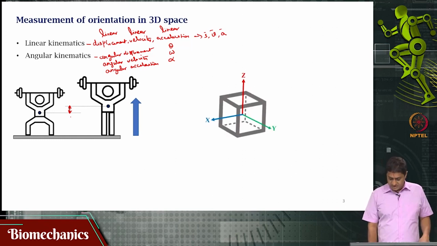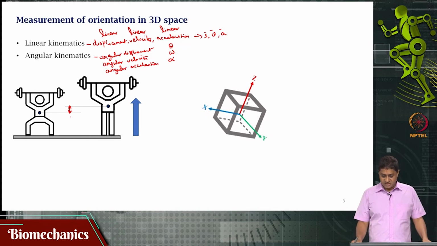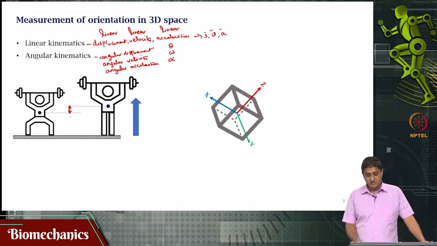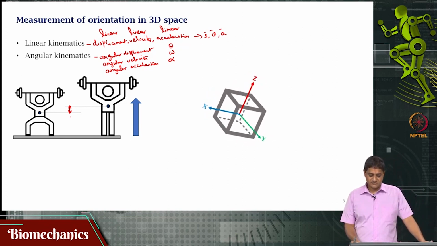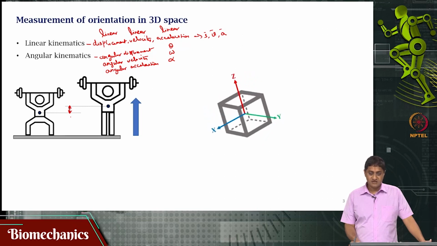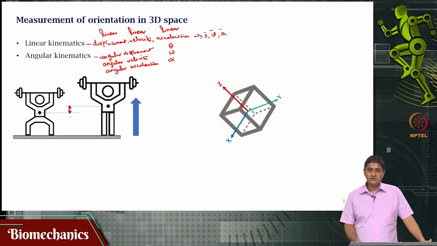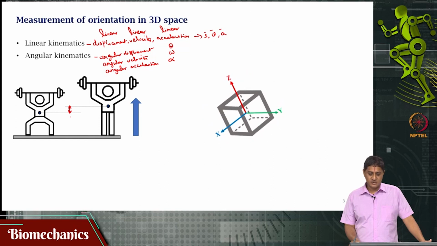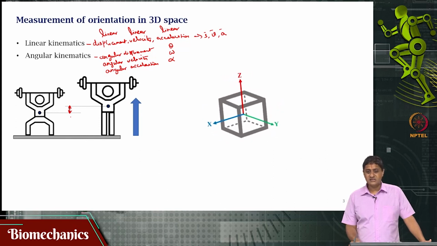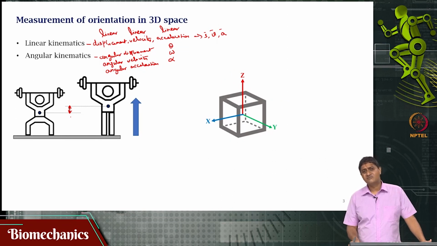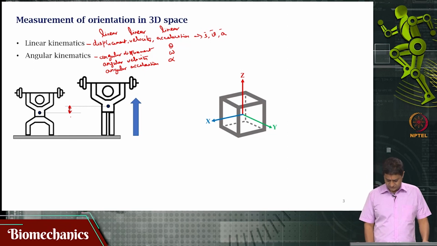Okay. For example, we are interested in rotations about various axes. For example, here we have a 3D coordinate system that is rotating. Right. We are interested in these joint displacements, these angular displacements, velocities and accelerations and so on and so forth.